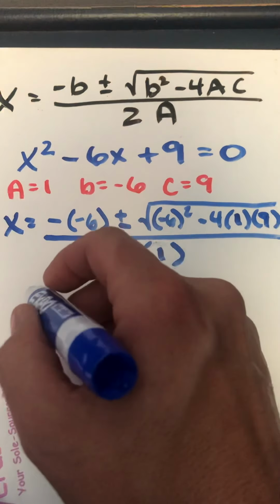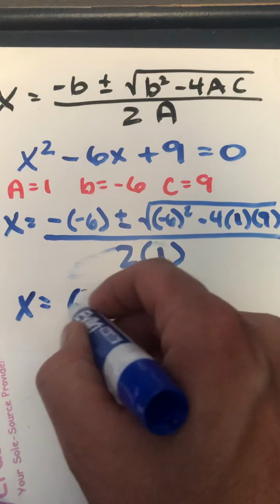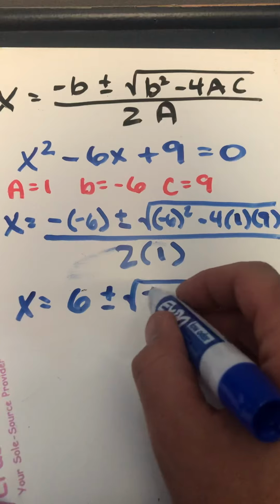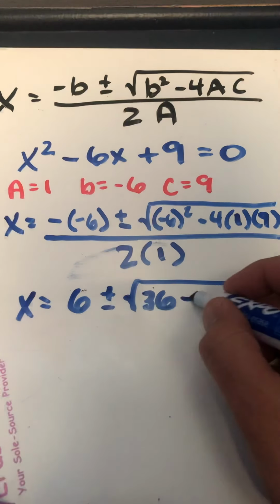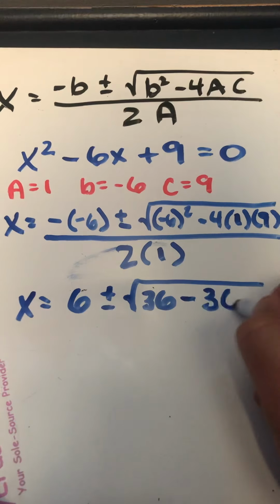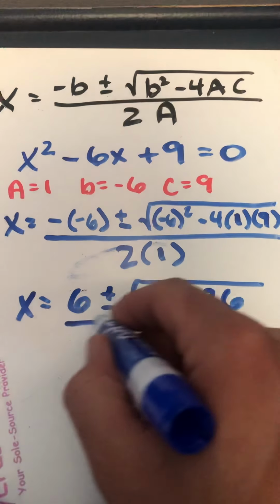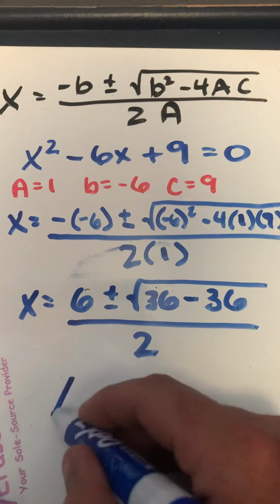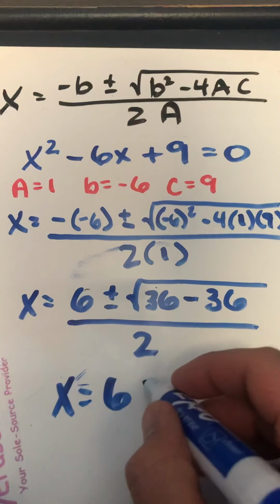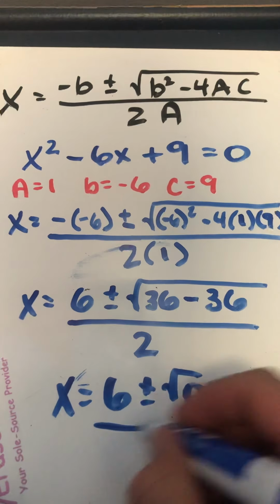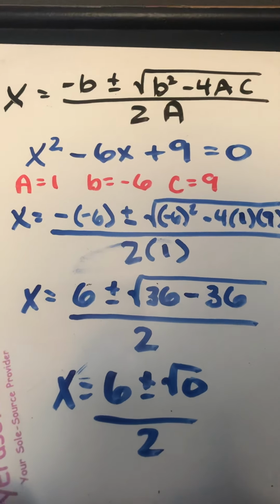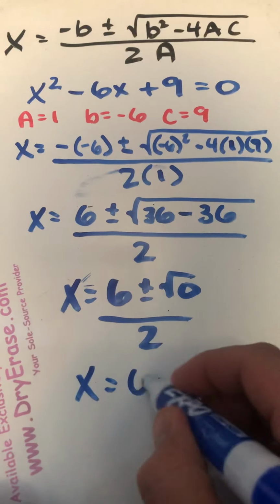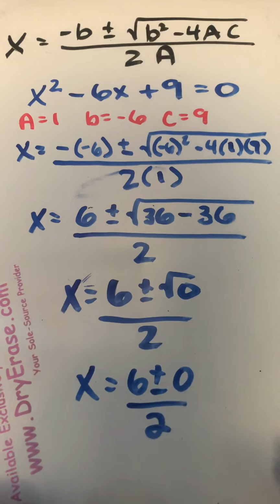From here, we do some simplification. We get x equals negative 6 is positive 6, plus or minus the square root of negative 6 squared, which is positive 36, minus 4 times 1 times 9. 4 times 1 times 9 is 36, all over 2 times 1, which is just 2. We simplify again, and we get x equals 6 plus or minus the square root of 0 all over 2. The square root of 0 is in fact 0. So this simplifies to x equals 6 plus or minus 0 all over 2.